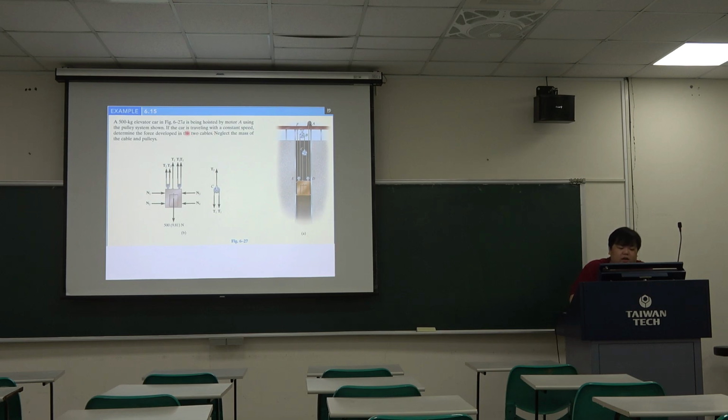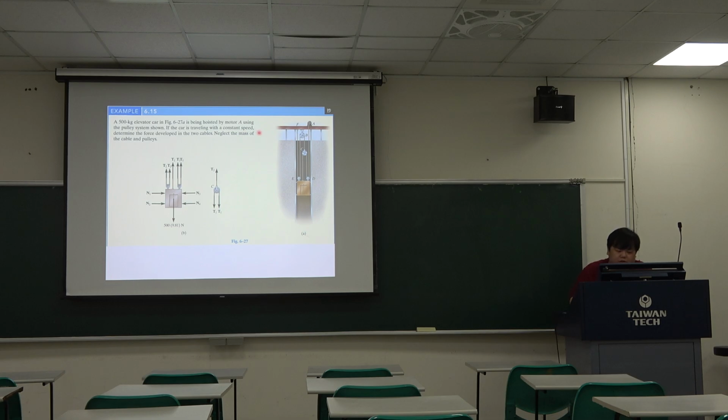Okay, why does this example say the car is traveling with constant speed? Because if you have a different speed, we can get acceleration. Then if you have acceleration, we will get other forces, because F equals mass times acceleration.